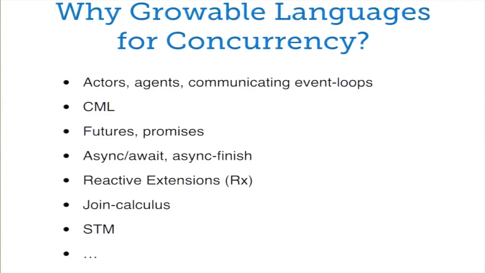So we have actors, agents, communicating event loops, and so forth, sort of one family of abstractions. We have concurrent ML, both synchronous, asynchronous, and so forth. Futures and promises, async await, async finish from X10 and Habanero Java, Habanero Scala, and so forth. But then also reactive extensions, which systems at Netflix are heavily using. Join calculus style coordination, STM, and many more.